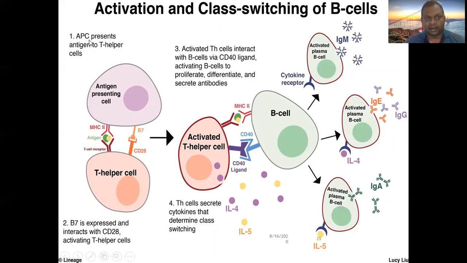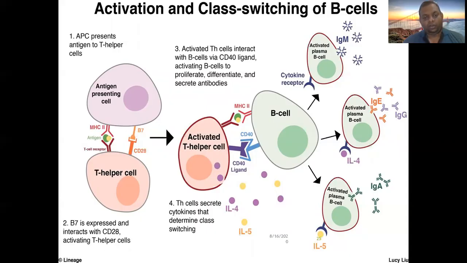Here again, the APC presents antigen to the T helper cell. The antigen-presenting cell presents the antigen with MHC class 2 to the T cell receptor. At the same time, there is a co-stimulatory signal: B7 ligand with the CD28 receptor on the T helper cell. So with these two signals, the antigen presentation and co-stimulation, the T helper cell goes to an activated state.